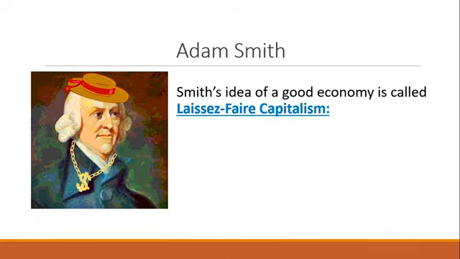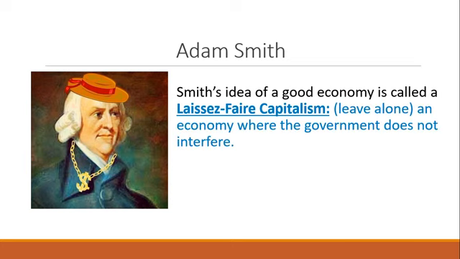Okay, according to Adam Smith, a good economy would be one in which we have what's called laissez-faire capitalism. Okay? So laissez-faire is a fancy French word, which means leave it alone, let it be. So his idea of a good economy is one in which the government just leaves the economy alone, lets the economy run itself, and the invisible hand of supply and demand is going to make sure that the economy works out just fine. Okay, so leave it alone. An economy where the government does not interfere.